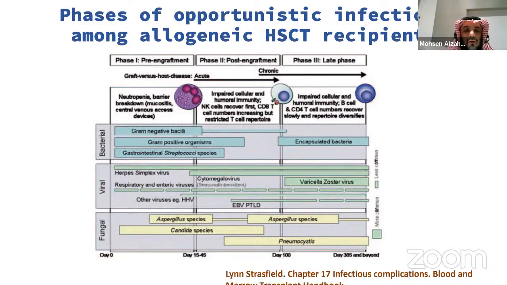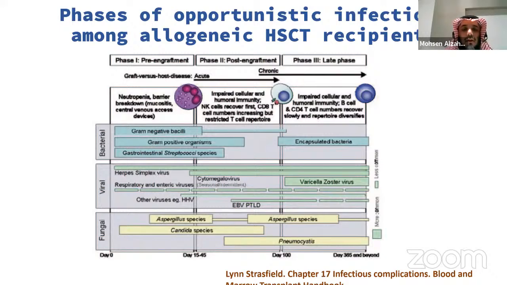The second phase is post-engraftment until day 100. This phase is predominated by impaired cellular and humoral immunity, and viral infection is the dominant infection in this period, especially CMV. Lately we know more about EBV reactivation also happening in this period, and other viruses may appear. In addition, some patients may have bacterial or fungal infection.